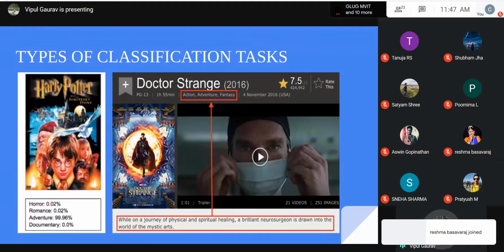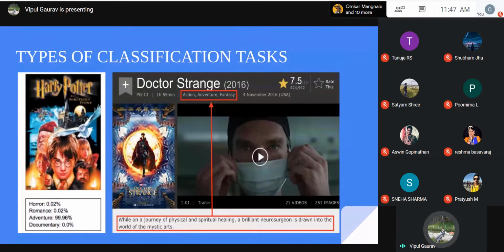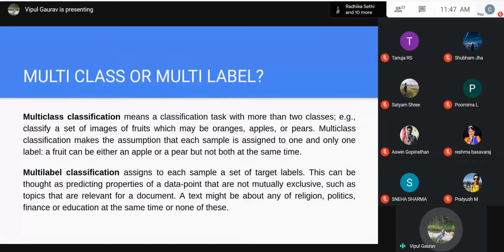So a machine learning model takes each review, identifies those keywords, assigns probability to each of those keywords, and then it assesses, yes, if I have a probability equivalent for all these three labels, in this case action, adventure, and fantasy, then I can easily assign all the labels to it. So these are really the different types of classification tasks in all which you can come across in real life and experience, right?